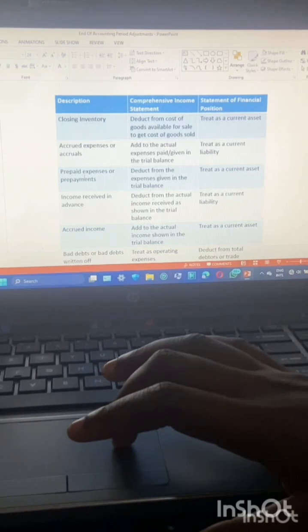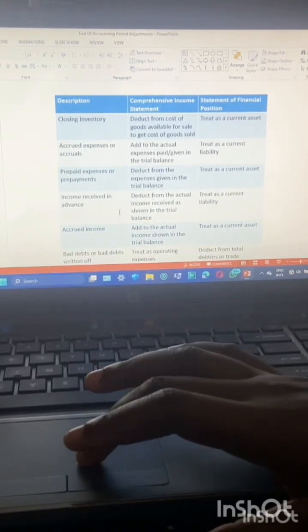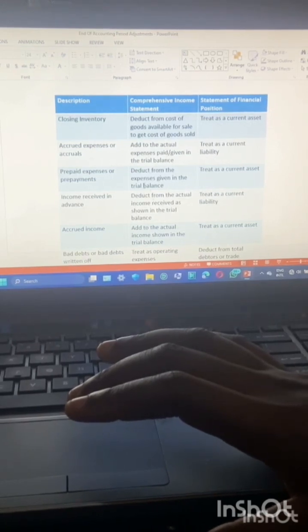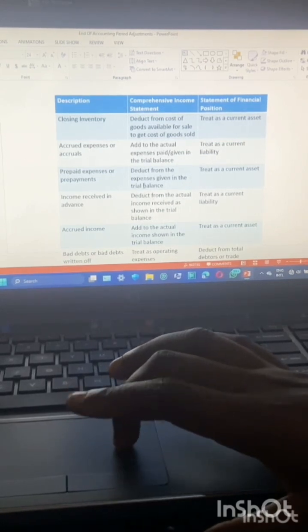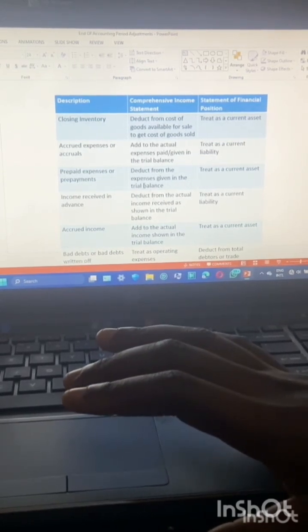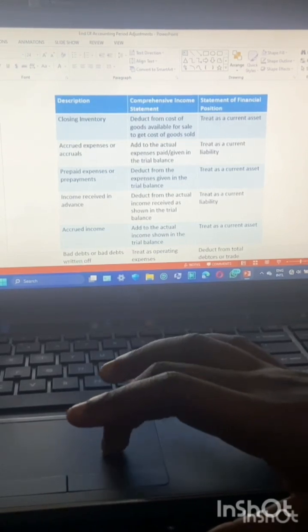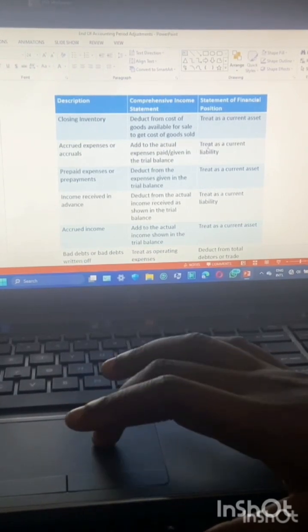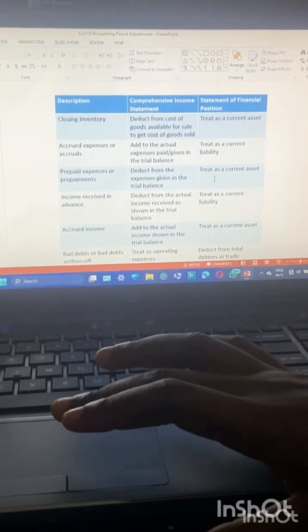Now our prepaid expenses, we deduct them from the expenses given, because we have not yet enjoyed that service for the year. What we try to do is measure our expenses and our income for the year. So an expense that was not yet enjoyed for the year, we have to deduct it. This payment was made, but the service was not yet enjoyed, so we deduct that amount from the general expenses given in the trial balance. Then when we get to the financial position, we treat it as a current asset.